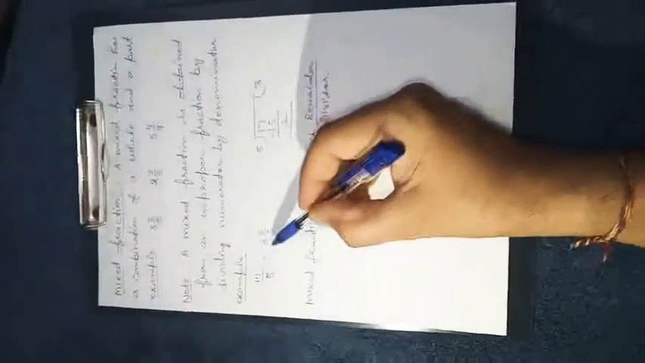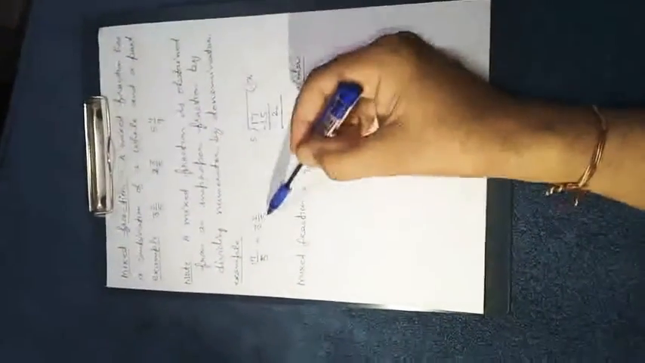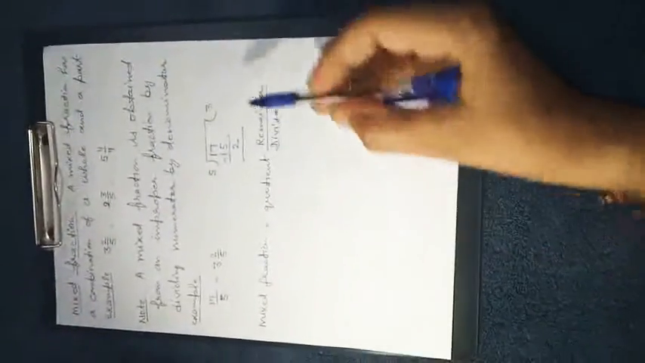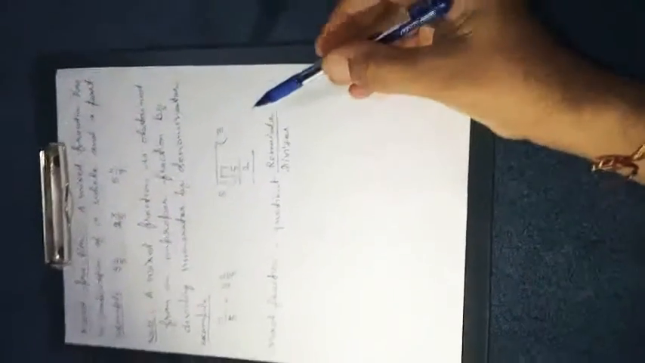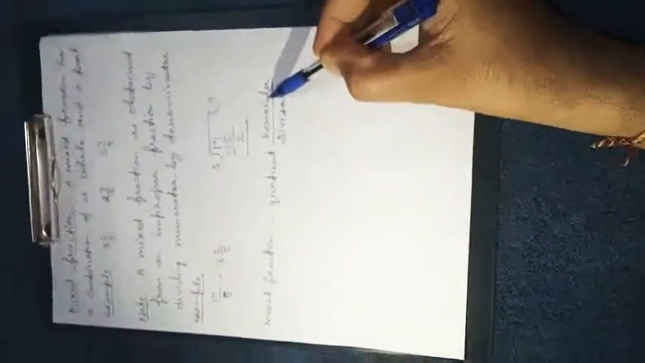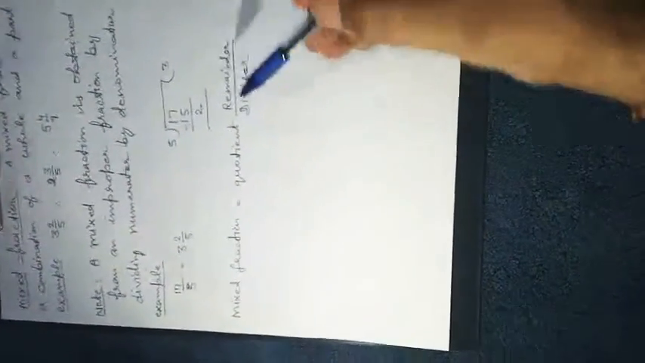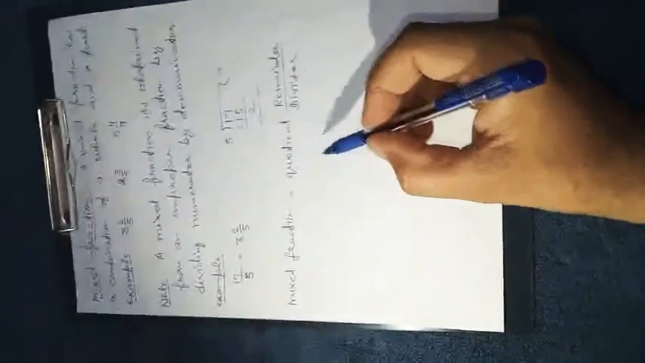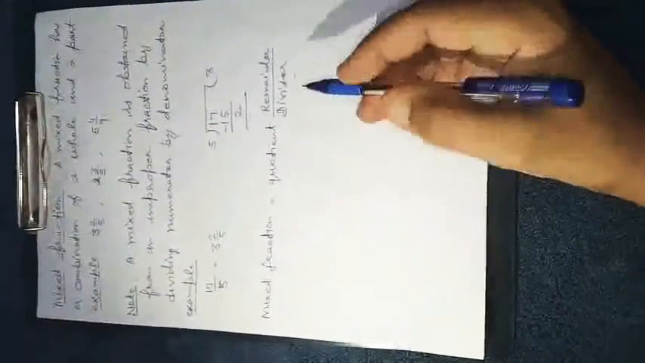First of all, this 3 as a quotient is written here, which is the whole part. Now the remainder is 2 and the divisor is 5. This is the fractional part. So in a mixed fraction, first of all we write the quotient here. At this place there will be the remainder upon divisor. This is the fractional part and this one is the whole part. In this way a mixed fraction is formed.